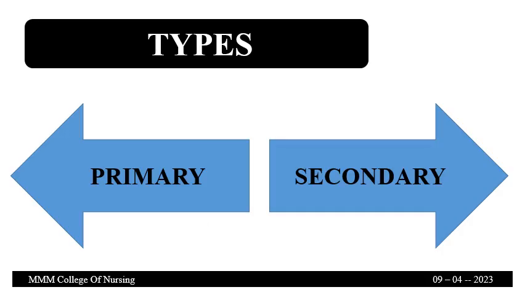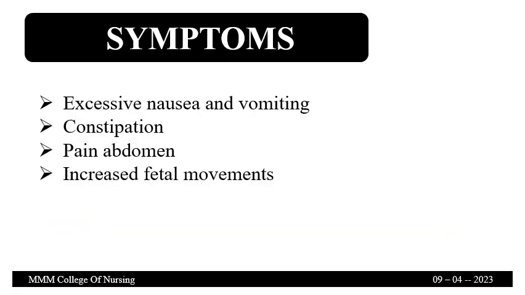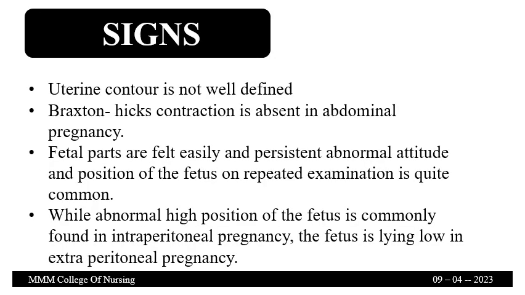Now, the types of abdominal pregnancy are primary and secondary. Symptoms are excessive nausea and vomiting, constipation, pain in the abdomen, increased fetal movements. Signs will be uterine contour is not well defined, Braxton Hicks contraction is absent in the abdominal pregnancy, fetal parts are felt easily, and persistent abnormal attitude and position of the fetus on repeated examination is quite common. While abnormal high position of the fetus is commonly found in intraperitoneal pregnancy, the fetus is lying low in the extraperitoneal pregnancy.